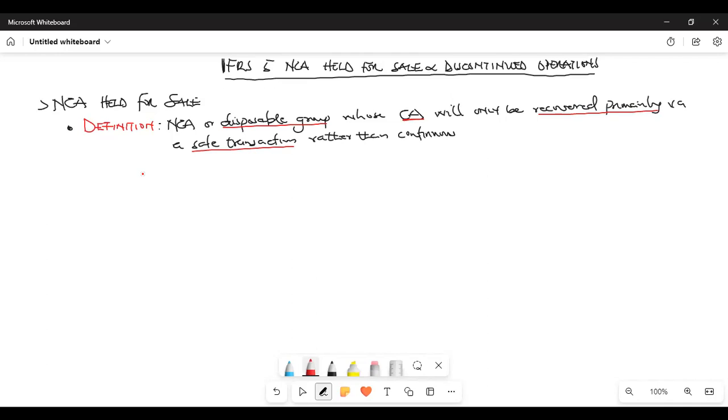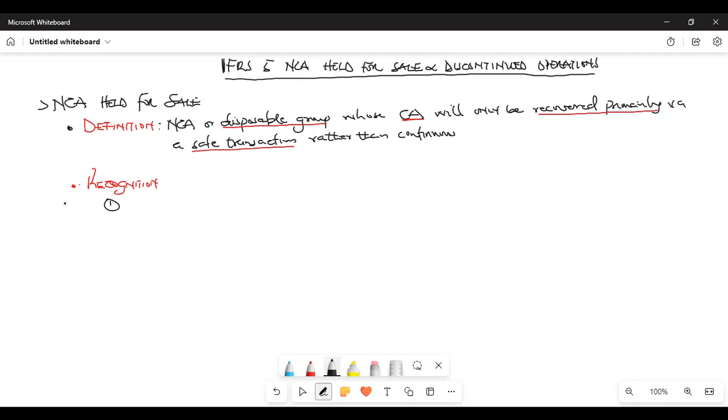All right. Then after defining it, as usual, we need to talk about the recognition criteria. At what point do you say the asset is an NCA held for sale? Number one, of course, it's an asset. But this one is different because you are not going to use it, so we cannot say probable inflow of economic benefit in the usual way. Here, the future economic benefit that you get is coming from the selling of the asset.